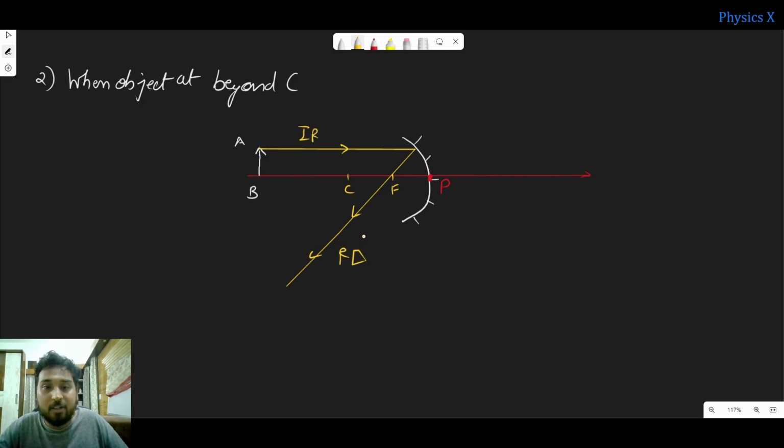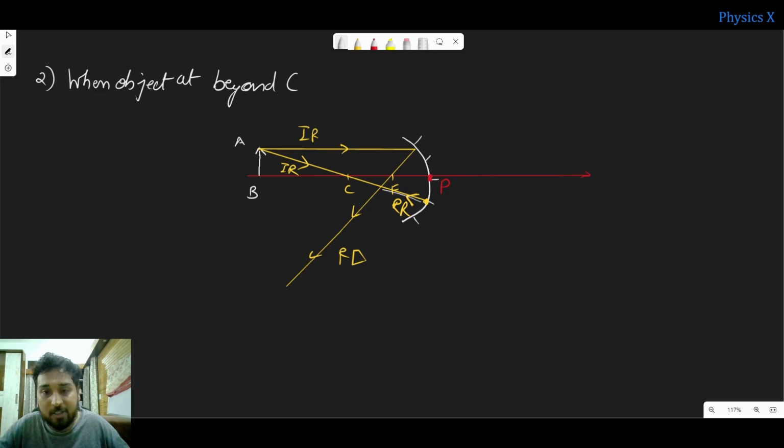Another ray I can draw is like this. Suppose the ray is incident on the center of curvature. According to the rules of reflection, the incident ray after striking this point will be reflected back in the same direction. So this is the reflected ray.